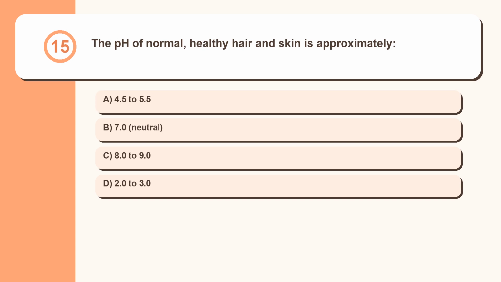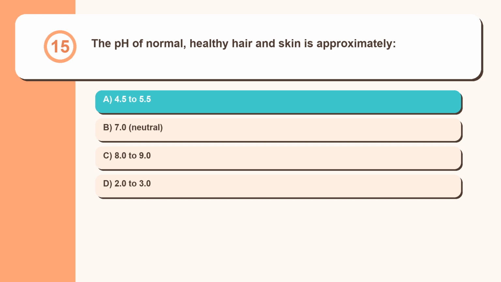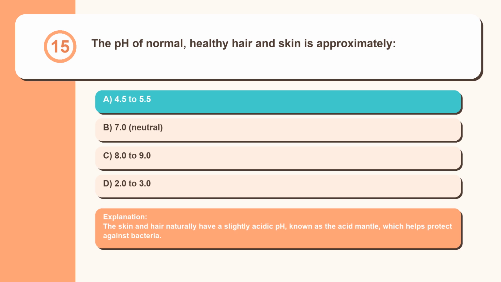Question 15. The pH of normal, healthy hair and skin is approximately 4.5 to 5.5, 7.0 neutral, 8.0 to 9.0, 2.0 to 3.0. The skin and hair naturally have a slightly acidic pH, known as the acid mantle, which helps protect against bacteria.